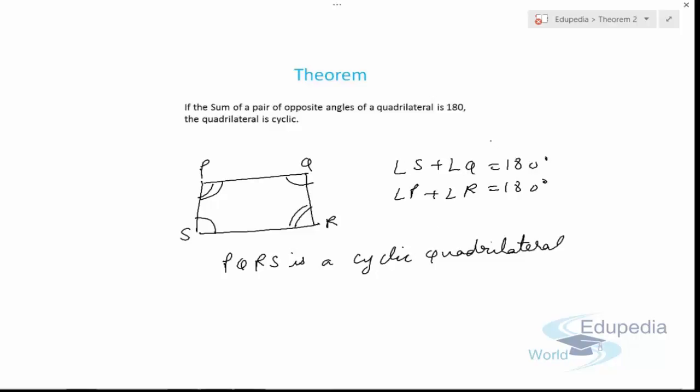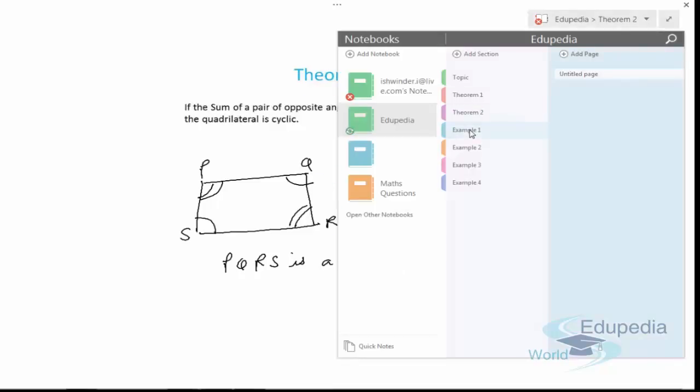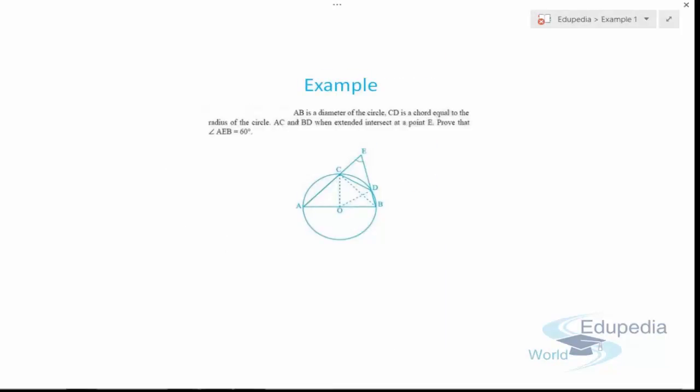Okay, now let's discuss some of the examples related to the theorems we have discussed so far in the videos of circles and the concept related to the cyclic quadrilateral. So let's get started with the first example. Example number 1. It's a very good example. You have to watch this very carefully.